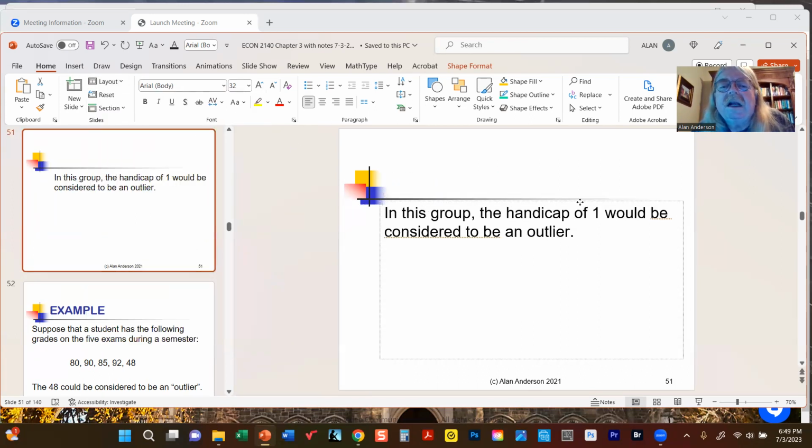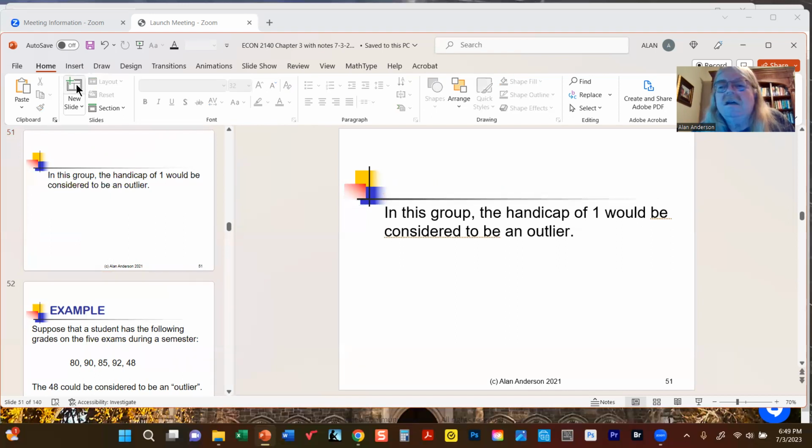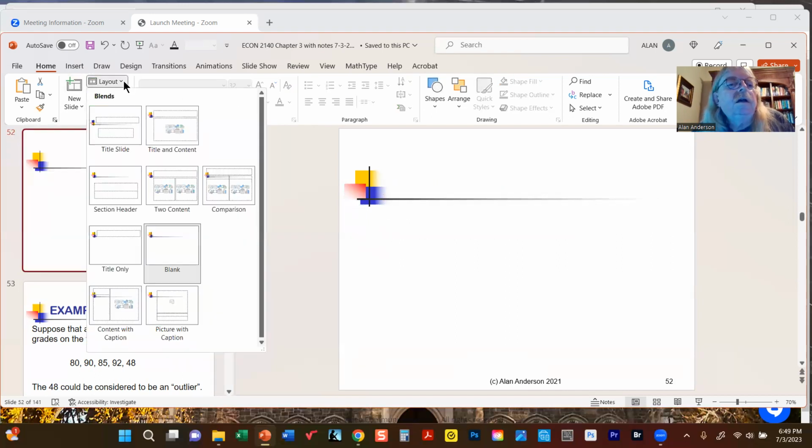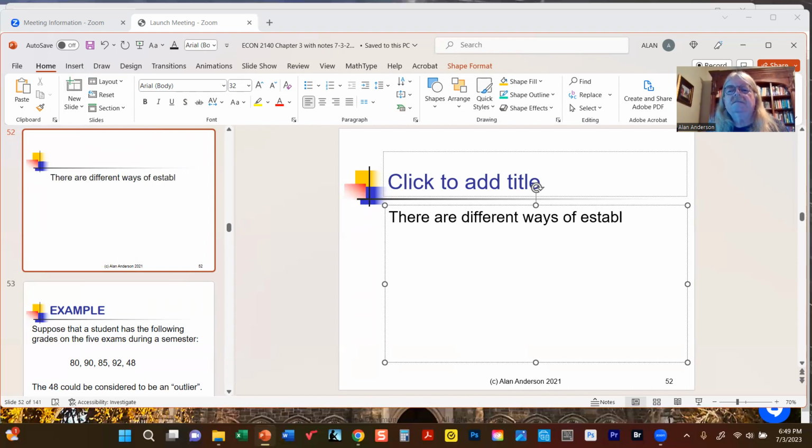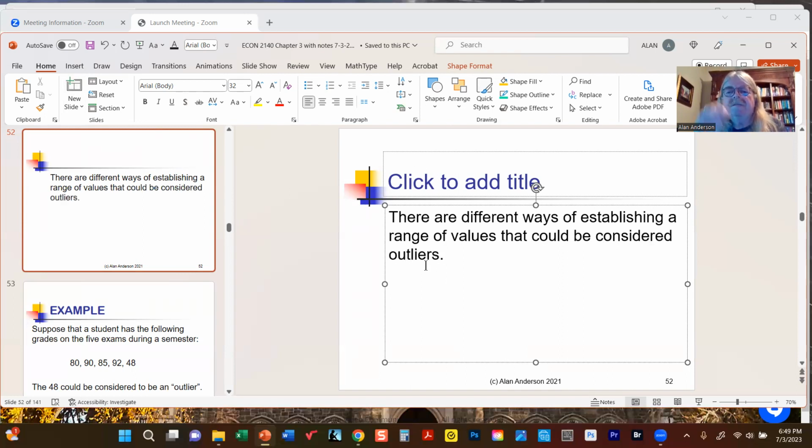Now, you're probably wondering, well, how do we decide what does and does not constitute an outlier? Well, there are different ways of establishing a range of values that could be considered outliers. We're going to see one of them in this chapter, by the way. Okay, there's a certain amount of judgment involved, but there are some points that we have to reach in order to be an outlier.